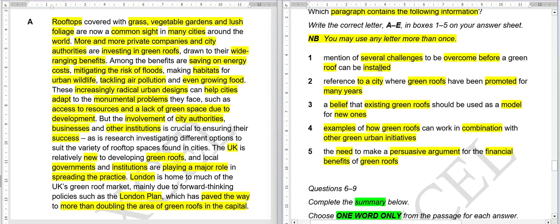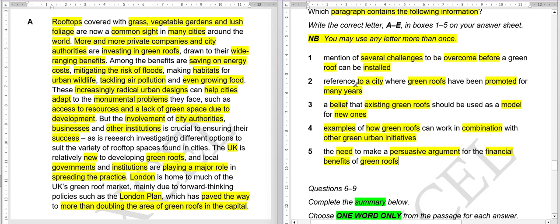Is there any mention about several challenges that we have to overcome before we can install green rooftops or green roofs? No. Yes, there is mention of several challenges, like we have a lack of green space, but they are not challenges to be overcome to install green roofs. So there is no mention like that.